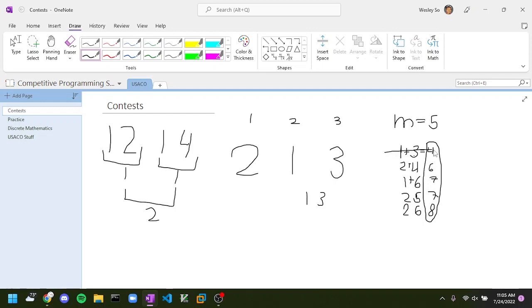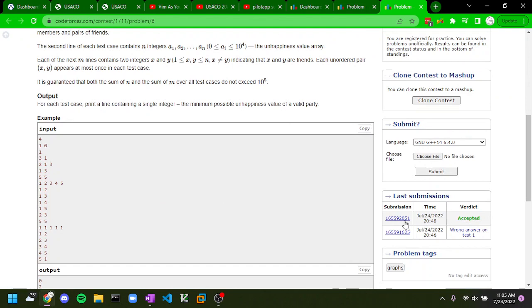And so we remove this, and the most amount of people can go to the party, or we minimize the unhappiness, because these people have an unhappiness of 4 combined, and if we remove them, then the total unhappiness would just be 4, which is the minimum out of all of these, which fulfills the requirements. And so let's look at the code.